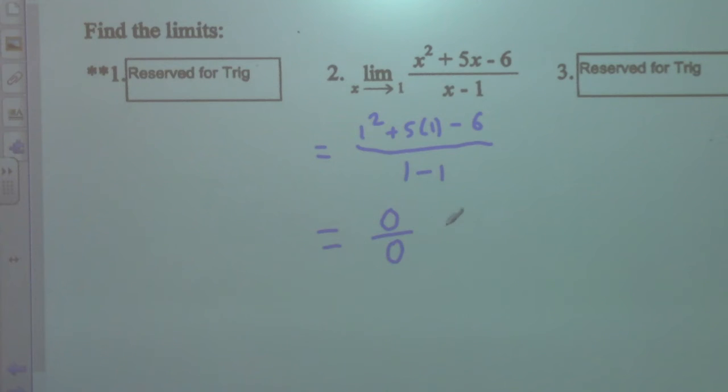Whenever you have 0 over 0, this is called indeterminate. What this means is more work. You have more work to do. So that means that step 1 didn't work. And what is step 2? It says try what? Cancellation. Factor and cancellation. So let's go ahead and do that.